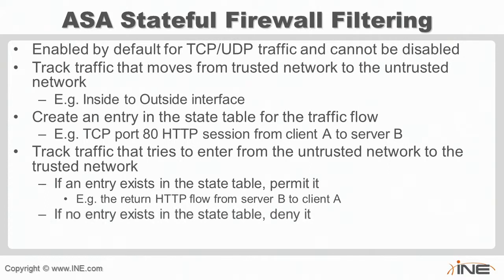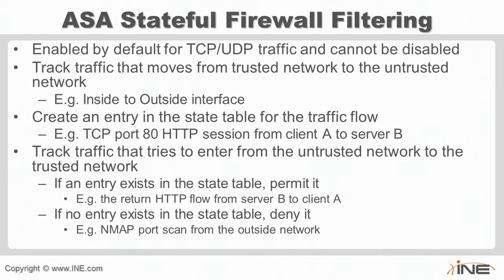But if there's no entry, we are going to deny it. So for example, if someone tries to do a port scan on the network from the outside, the ASA is going to silently drop that as it comes in on the outside interface, because it's trying to go from a low security level to a high security level. So again, high to low is allowed in the return, but not low to high.